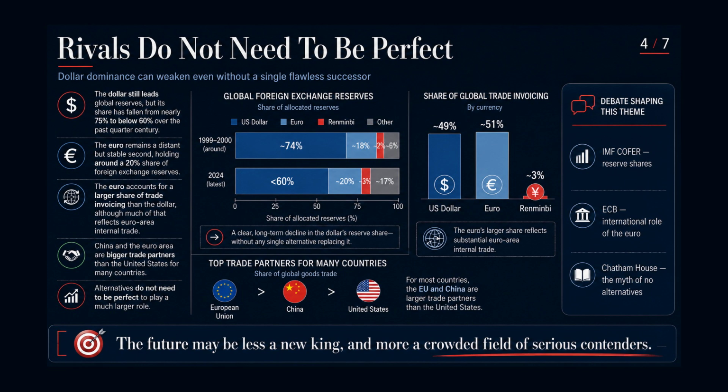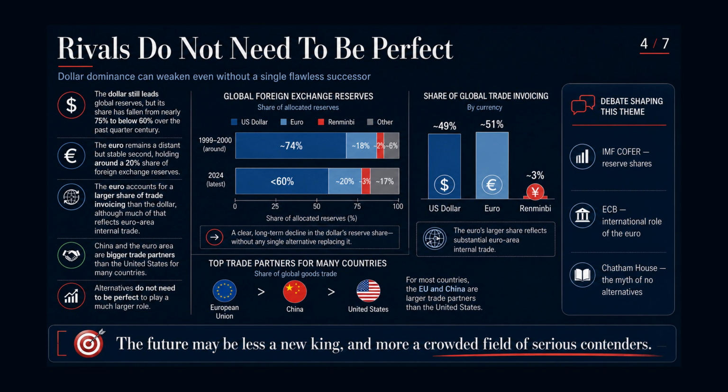This slide challenges one of the most common arguments in favor of dollar dominance, the idea that there is no alternative. This article argues that this is too simple. History shows that a dominant currency can weaken even if no single rival is perfect enough to fully replace it. Today, the dollar still leads in global foreign exchange reserves, but its share has fallen from nearly 75% to below 60% over the past quarter century.